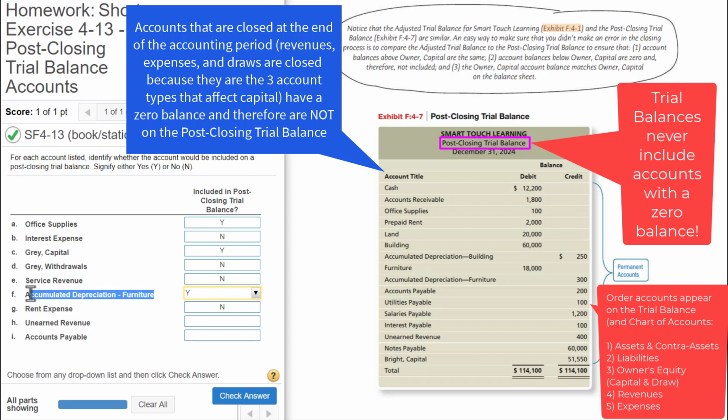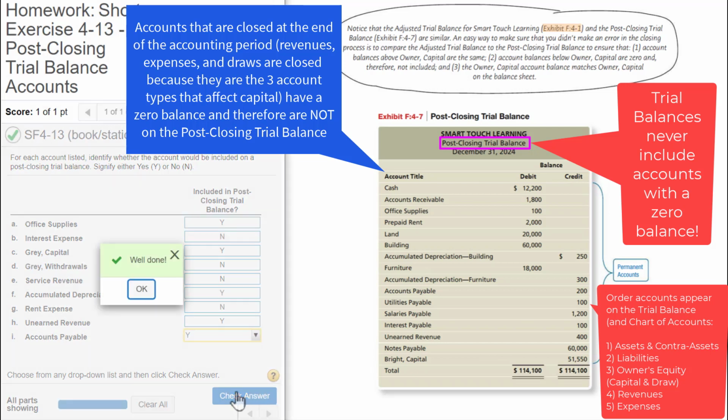Remember, the only time you would ever get rid of accumulated depreciation, in other words, to make it zero, would be, in this case, if you got rid of the furniture. And unearned revenue is a liability. Yes, that does appear on the post-closing trial balance. It would be nice to zero out your liabilities and say, haha, I don't owe you money anymore at the end of the accounting period. It's not the way it works. That'd be nice. And accounts payable is a liability. You do not close those. So yes, they will appear on the post-closing trial balance. Check answer. And that's it.